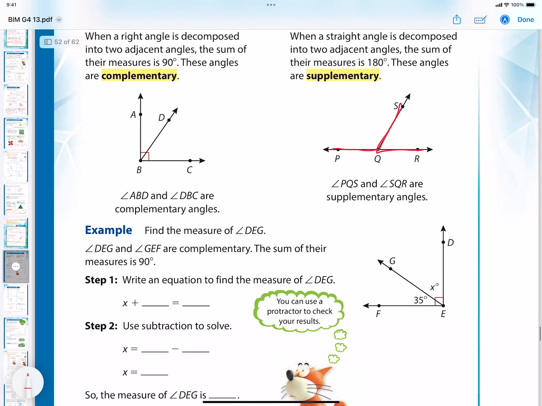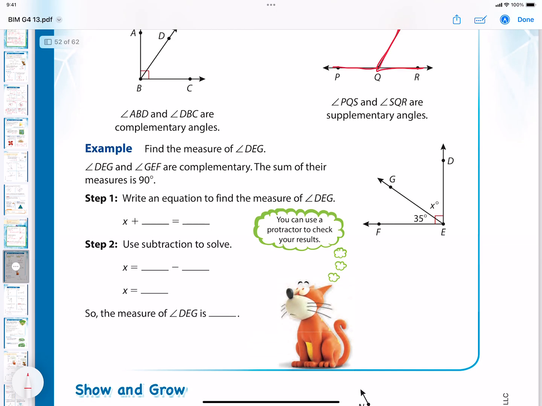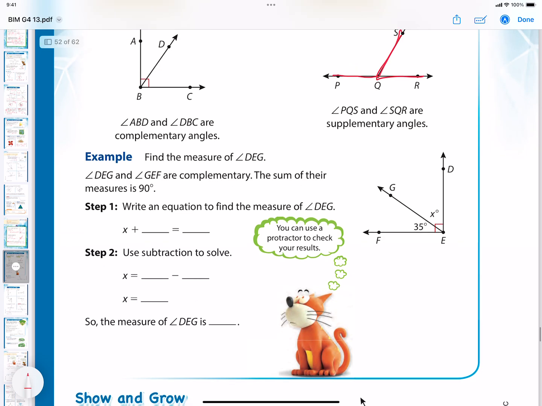what that means. Complementary angles are what? The two adjacent angles, and the sum of their measures is what? 90 degrees. Okay, complementary 90, supplementary 180. Comple 90, supple 180. Okay, now find the measure of angle DEG.